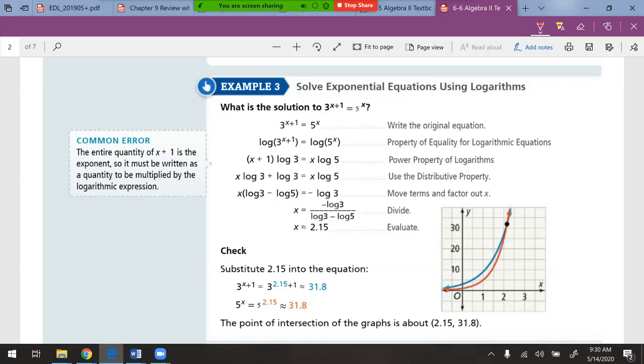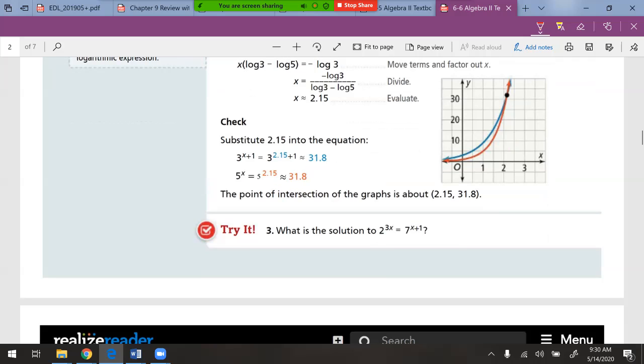And then from there, we move anything that does not have an x to one side, anything with an x to the other side. So what happens here is this x log 5 moves over here by subtraction, and then we can factor out an x. On the other side, it's negative log 3. So I divide both sides by log of 3 minus log of 5. Bam, there's your answer there. So let's actually do this. It's actually not that bad, okay?